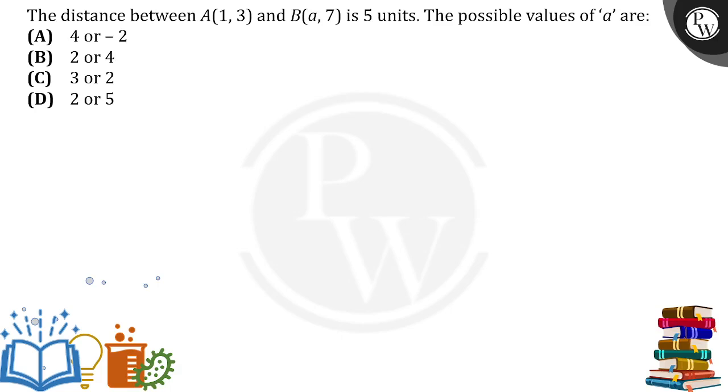Hello everyone. The distance between A (1, 3) and B (a, 7) is 5 units. The possible values of a are what? So here the distance between A and B is given as 5.